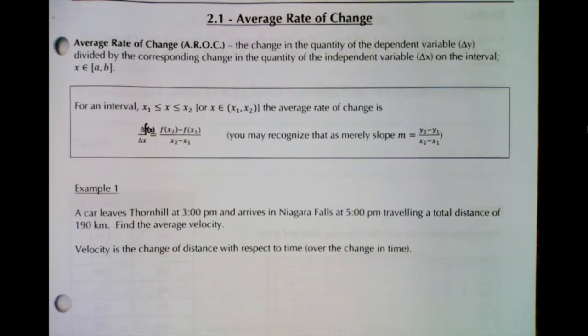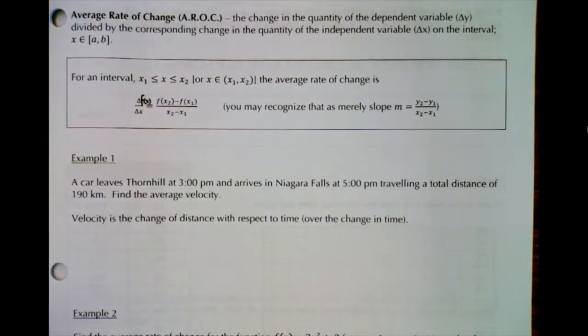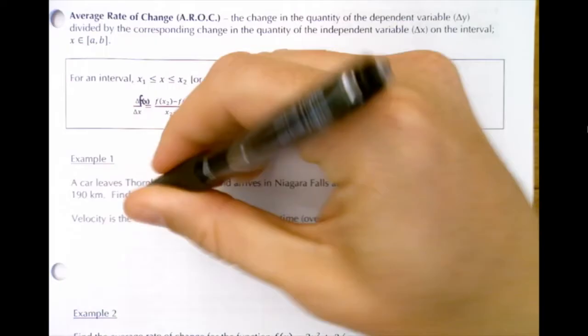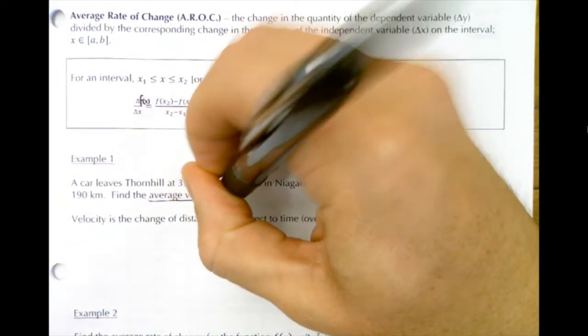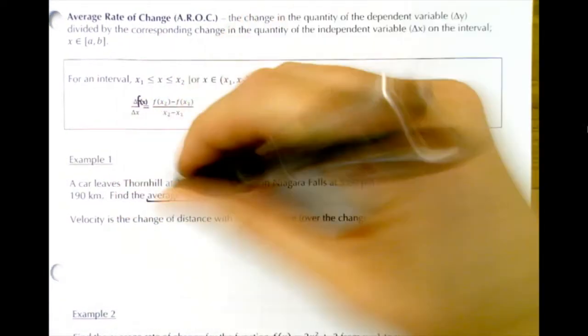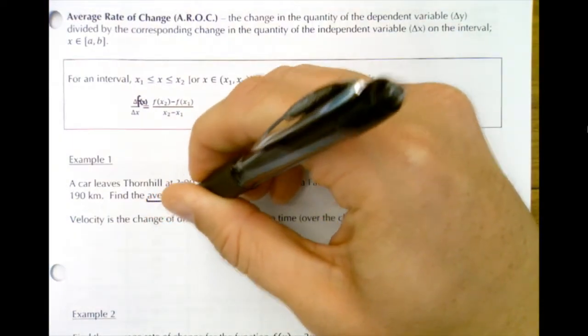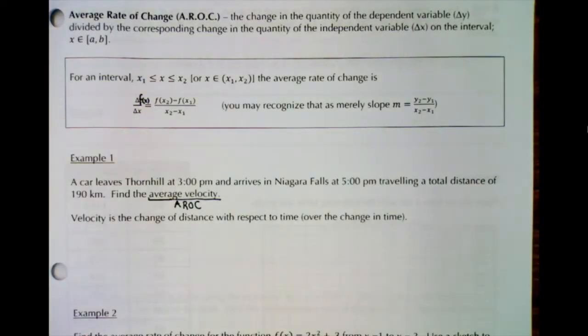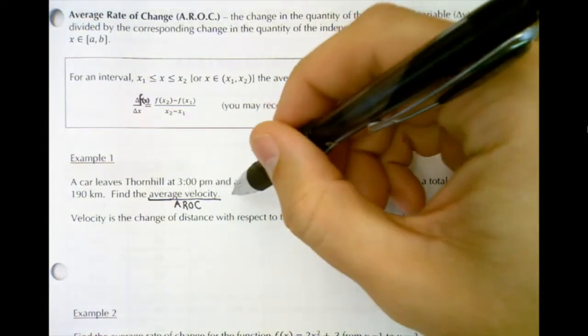So let's look at a word example and a graph example to illustrate that point. We'll start with the word example. It says a car leaves Thornhill at 3 p.m. and arrives in Niagara Falls at 5 p.m., traveling a total distance of 190 kilometers. Find the average velocity. This average velocity that we're being asked to find is an average rate of change. And instead of writing average rate of change 1,000 times over, you can shorten it and just write AROC. AROC stands for average rate of change.